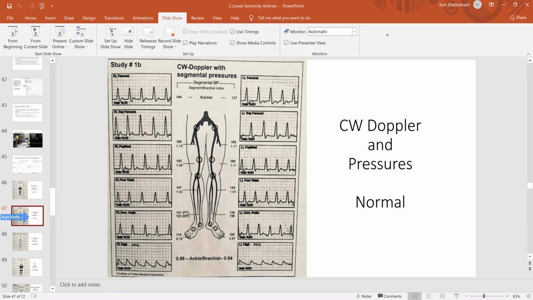This one is a Doppler. It is a continuous wave Doppler, a simple Doppler, a simple machine, not nearly as complex as our machines. These Dopplers aren't beautiful, but it does show triphasic flow. This is a continuous tracing, by the way. Triphasic there, and PPG. 0.98, 0.94, so those are all good.